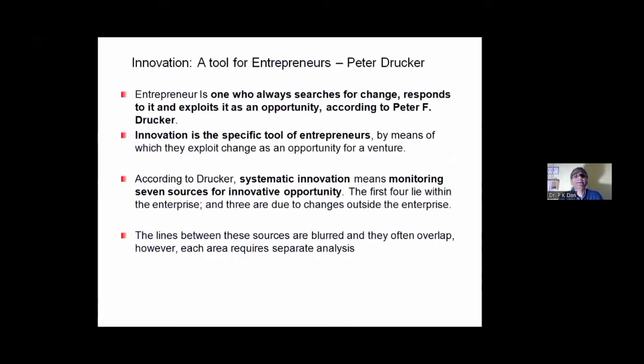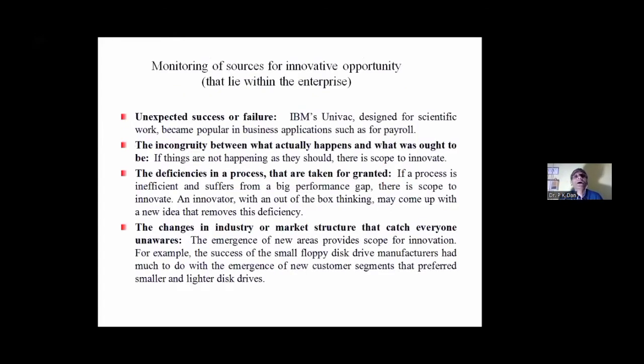All right, so here are certain points from Peter Drucker, if someone is acquainted with his name, a great management philosopher, who said that innovation is the most important tool for entrepreneurship. And monitoring of success for innovative opportunity, these are there, but I would not go much into this now because my main focus will be on something else.